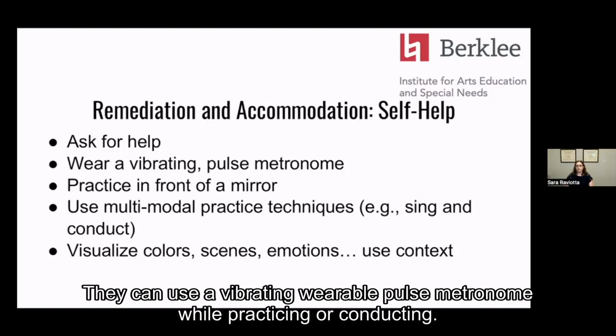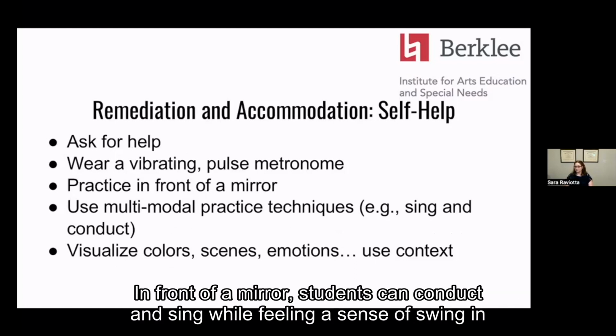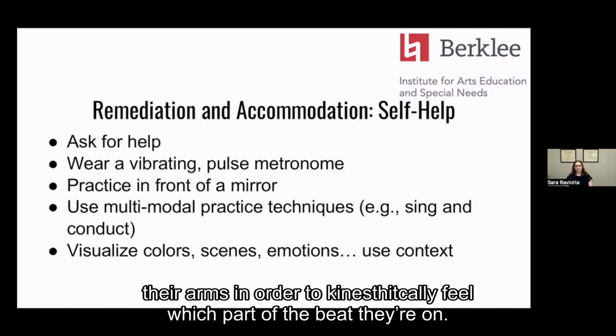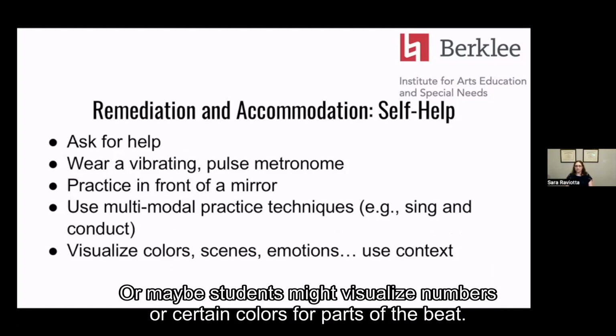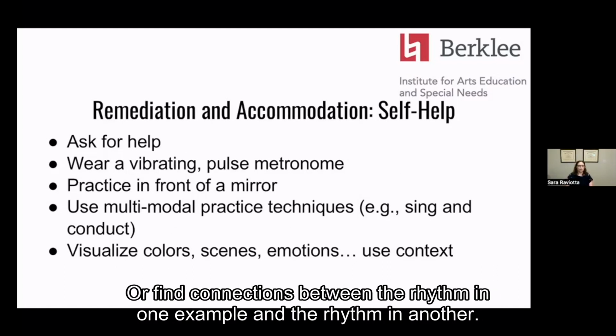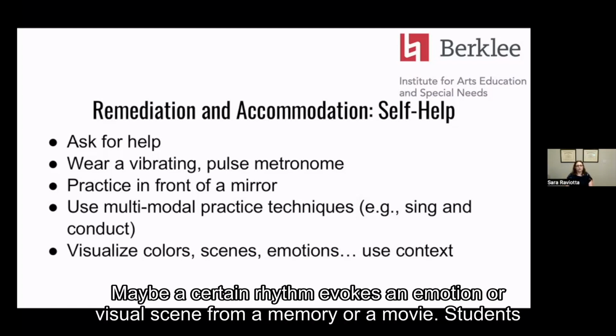They can use a vibrating, wearable pulse metronome while practicing or conducting. In front of a mirror, students can conduct and sing while feeling a sense of swing in their arms in order to kinesthetically feel which part of the beat they're on. Or maybe students might visualize numbers or certain colors for parts of the beat, or find connections between the rhythm in one example and the rhythm in another. Maybe a certain rhythm evokes an emotion or visual scene from a memory or a movie.